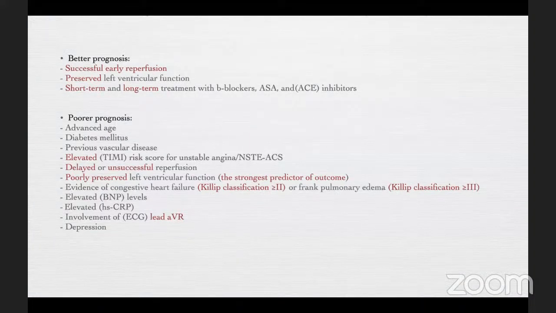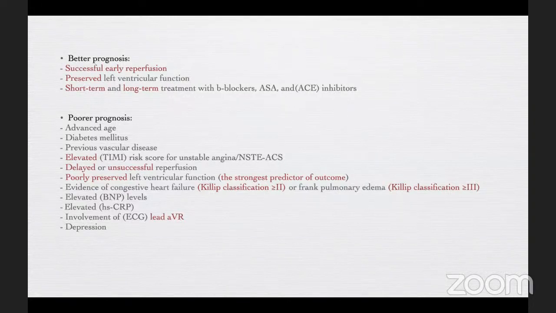Overall prognosis is highly variable and depends largely on the extent of the infarct, the residual left ventricular function, and whether the patient underwent revascularization. So better prognosis is associated with successful early reperfusion, patient arrival to fibrinolysis infusion within 30 minutes, or patient arrival to PCI within 90 minutes, preserved left ventricular function, and short-term and long-term treatment with beta blockers, aspirin, and angiotensin converting enzyme inhibitors. Poorer prognosis is associated with advanced age, diabetes mellitus, previous vascular disease like cerebrovascular disease or peripheral vascular disease, and elevated thrombolysis in MI, TIMI, risk score for unstable angina and non-ST elevation acute coronary syndrome.